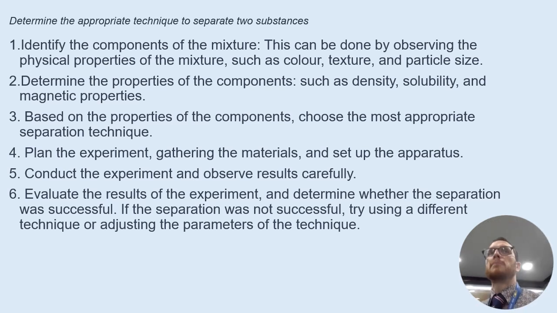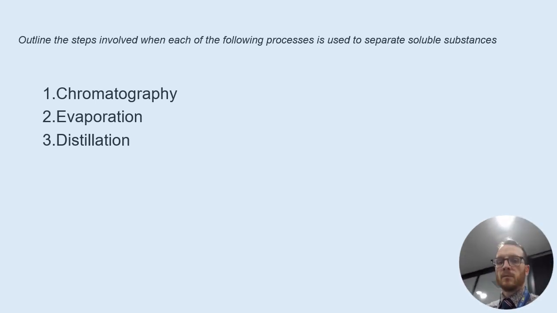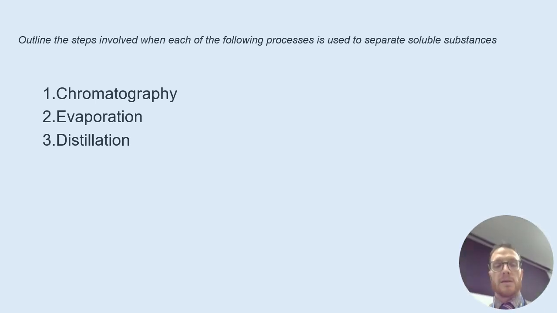We spoke about the process in which we select a separation technique, and much of it has to do with the properties of the substance we're looking at. If it's insoluble, we're going to look at one of the 5 techniques that we just reviewed. If it's soluble, we're going to look at one of the 3 techniques we're going to discuss today. All right, so on to today. Our 3 separation techniques for soluble substances will be chromatography, evaporation, and distillation.